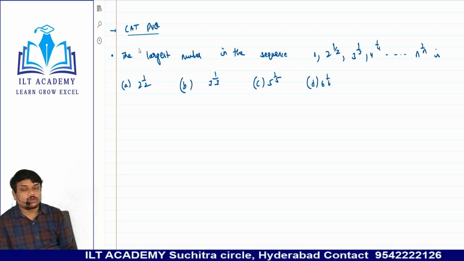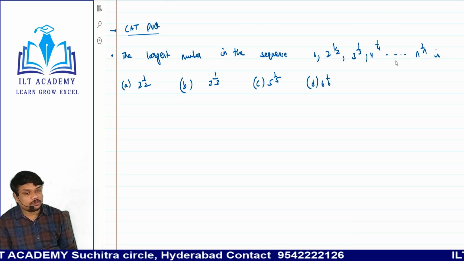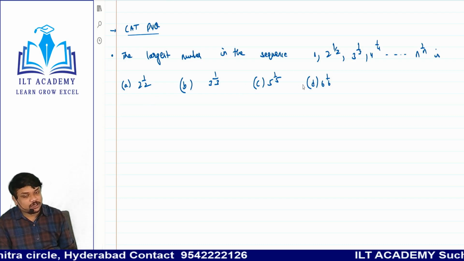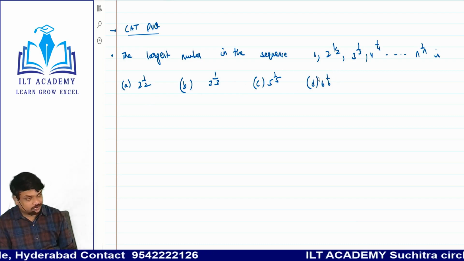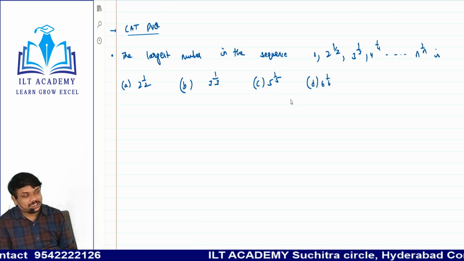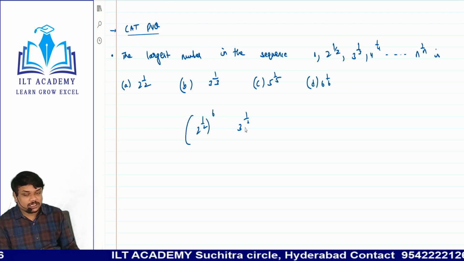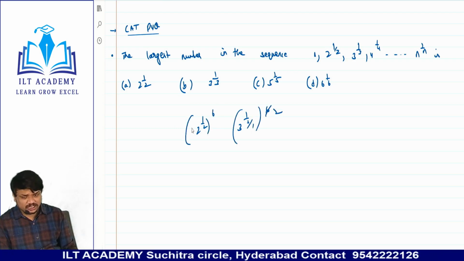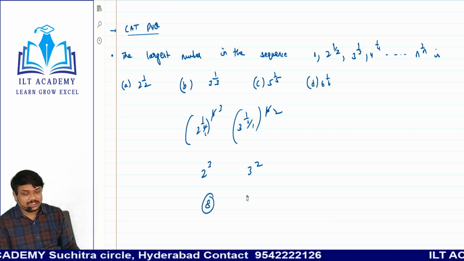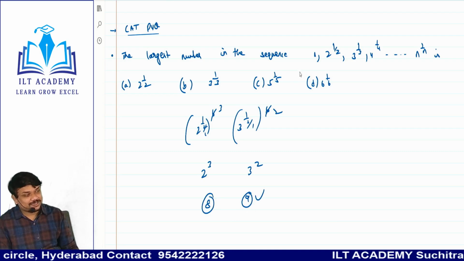Seema, now what is the largest number in the sequence? Like 2 power 1 by 2, 3 power 1 by 3, 4 power 1 by 4, n power 1 by n is there. Now is 2 power 1 by 2 greater, or 3 power 1 by 3, or 5 power 1 by 5, or 6 power 1 by 6 is the question. How to check? Take 2 power 1 by 2 and 3 power 1 by 3, multiply by 6. This becomes 2 cube and this becomes 3 squared, 8 and 9. Now which one is greater?